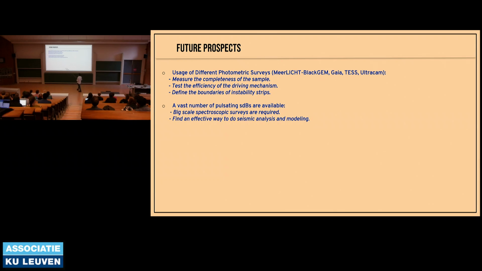And another thing is that using multicolor photometry, we can now do mode identification perhaps better, and also compare with what we get from the space missions. And what remains to be done is, of course, the completeness of the sample concerning both the volume-limited sample and the pulsation occurrence rate. But this study will take some time, I think. Of course, once you define this, then you will be able to test the efficiency of the driving mechanism concerning pulsating sdBs. And also, we will be able to define the boundaries from the observational point of view so that we can produce better modeling for these objects.